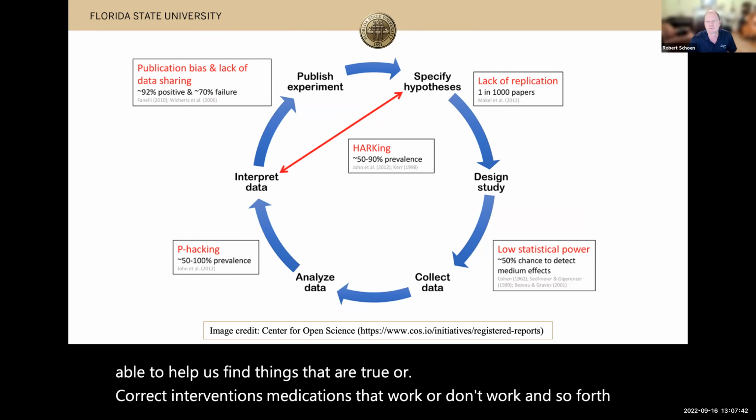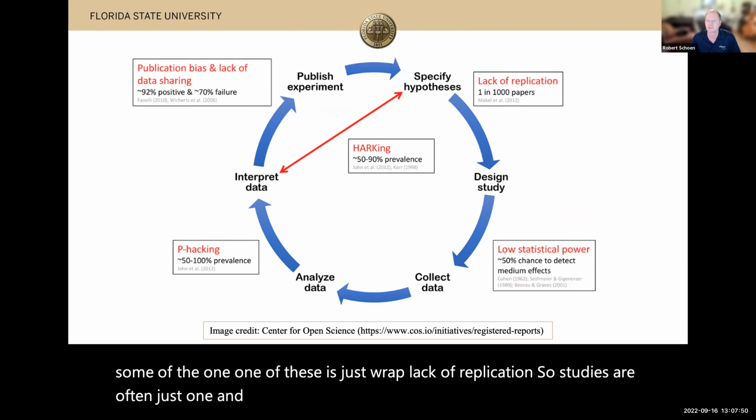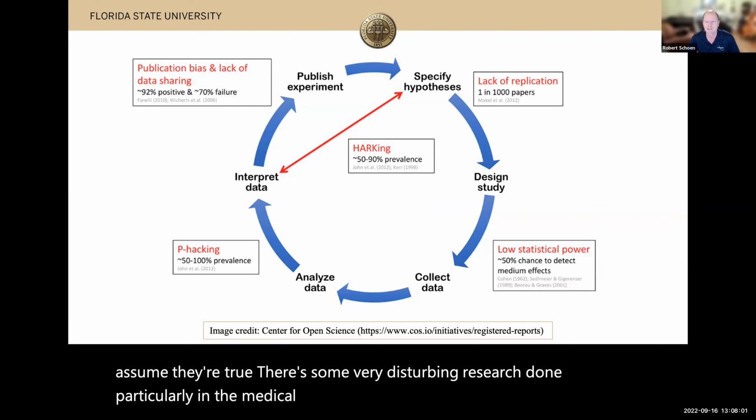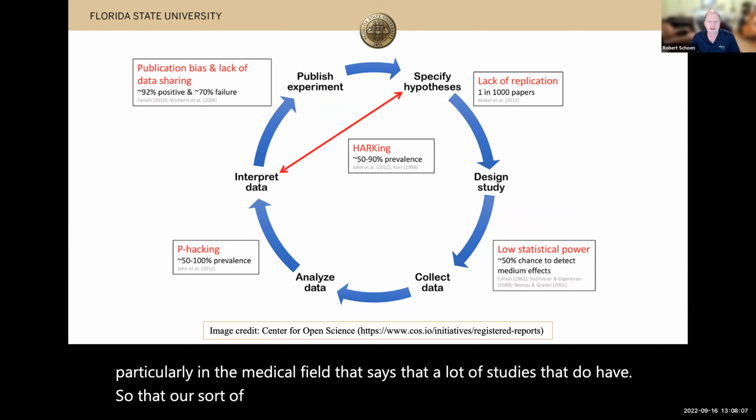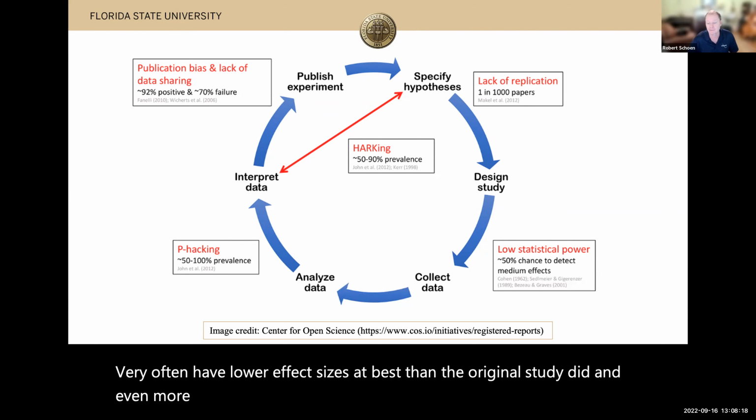One of these is just lack of replication. Studies are often just one and done. We accept the results there and move on and assume they're true. There's some very disturbing research done, particularly in the medical field, that says that a lot of studies that are replicated very often have lower effect sizes, at best, than the original study did, and even more often don't have the same kind of result at all as the original.